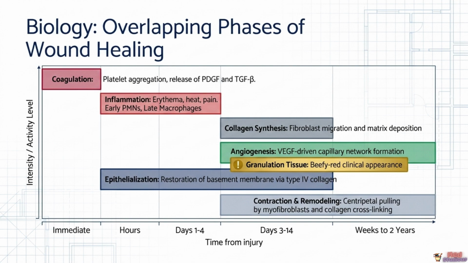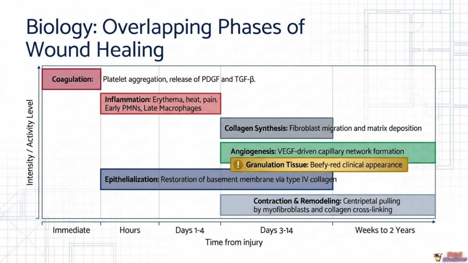Understanding the biology of wound healing is one of the most consistently tested areas in basic science examinations. The key conceptual point, which most students miss, is that wound healing phases are not sequential steps that switch on and off. They are overlapping biological processes that occur simultaneously on a continuous timeline.